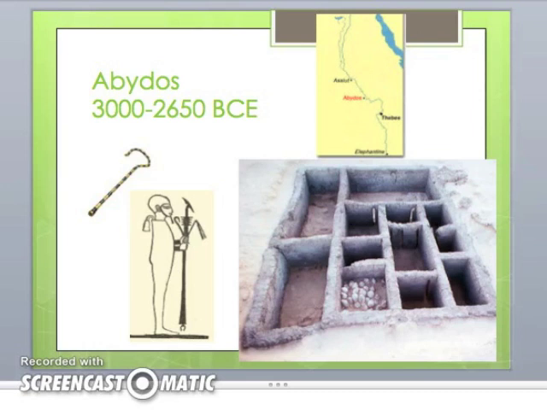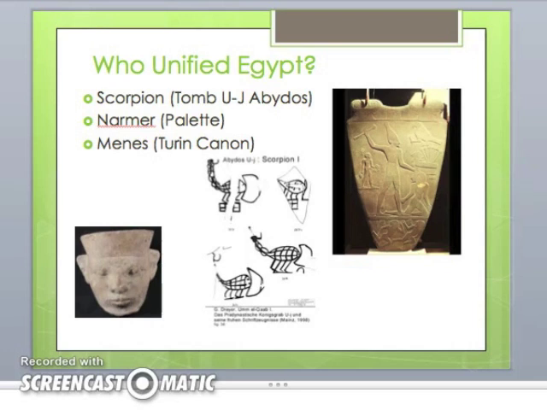So based on evidence from Abydos and from Hierakonpolis and also some other artifacts, we have this question of, okay, when Egypt is finally unified, who actually did it? So on this slide, I'm showing you some evidence of possible first kings of Egypt. We're not sure exactly who was first to unify Egypt. Maybe it was one person with three names, but that might be a little less likely. So we have three names. We have the name Scorpion, which comes from Tomb UJ from Abydos. So that was that big 12-room tomb from that last slide.